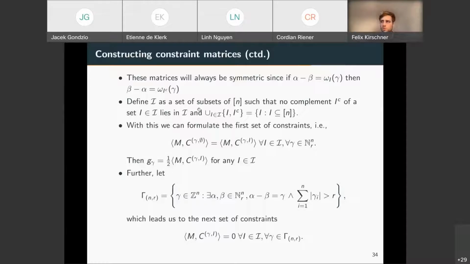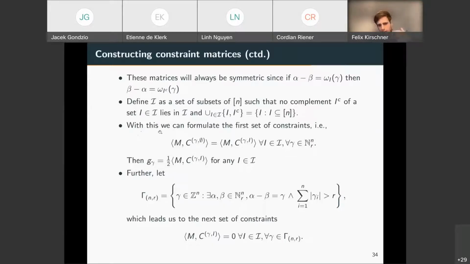So to prevent us from having the same matrix multiple times, we will define script I here as a set of subsets of N. I'll call this set N here. I hope this is not confusing. So as a set of subsets of this N here, such that no complement I^C of a set that lies in I lies in I, and the union of all sets in I is the set of all subsets of N. I mean, if I didn't explain it properly, it's not that important. We simply define it so we don't have multiple times the same matrix in the end, because otherwise we would have doubles, right?